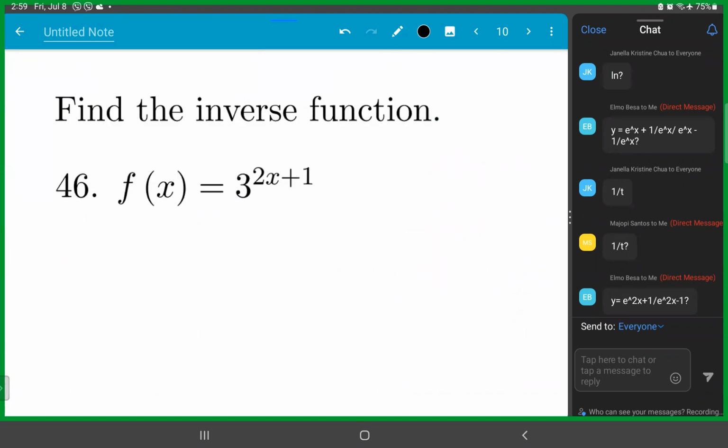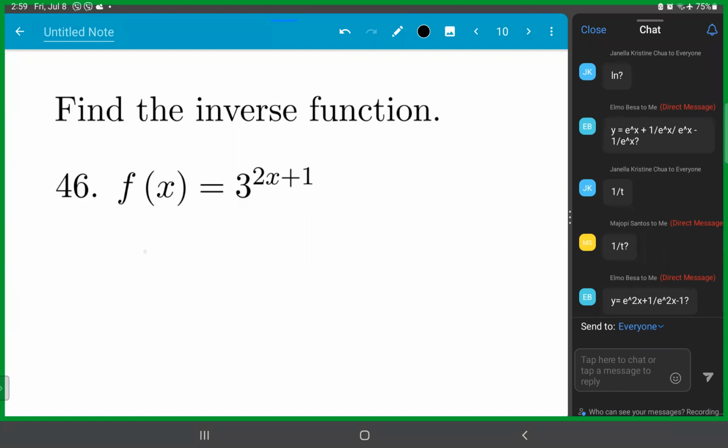So, halimbawa, di ba, ang inverse ng square root is square. So, pareho sila ng index, no? 2. Ang inverse ng cube, o ang mag-inverse, cube tsaka cube root, pareho yung index nila, no? 3. So, yun yung medyo kailangan lang tandaan dito. When you're being asked for the inverse of an exponential or a logarithmic, kailangan same base ang gagamitin. Ha? Clear ba tayo doon?